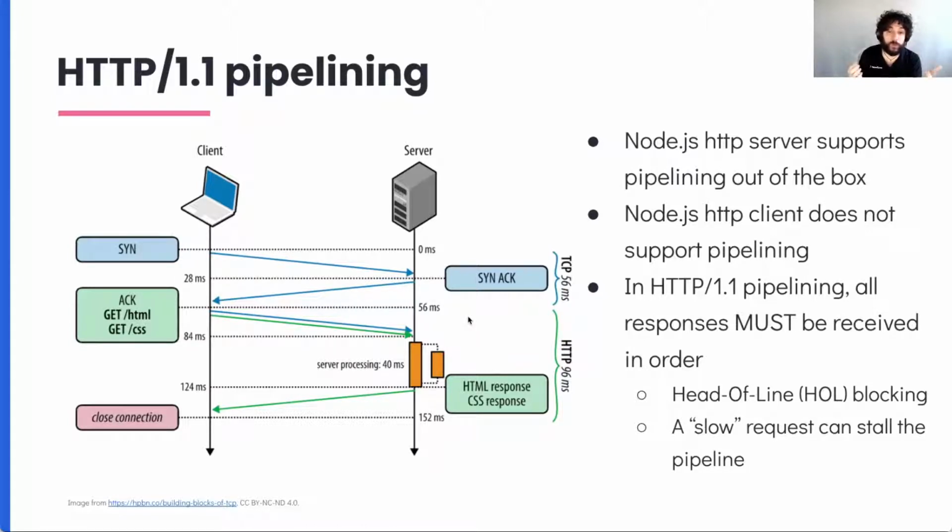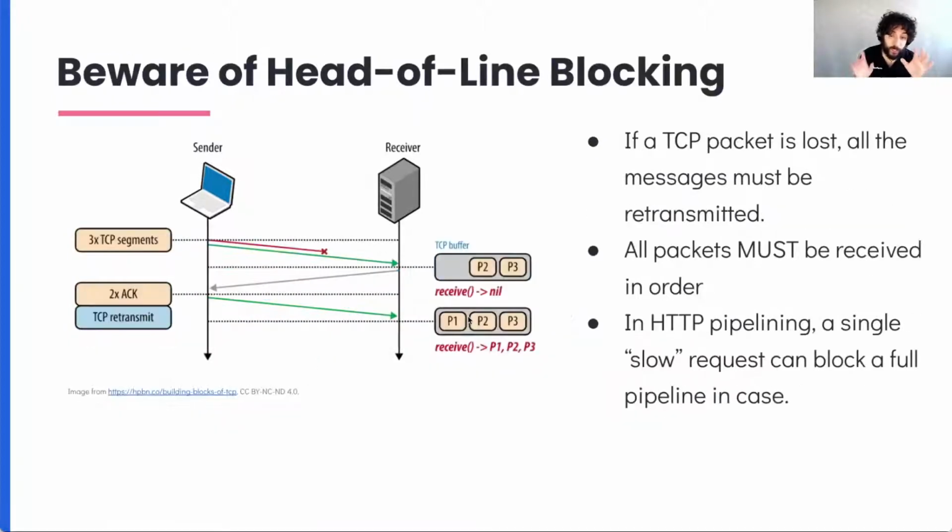It's important to know this is possible because we can actually use it on our server to server calls. We need to talk a little bit about head of line blocking though, because if you're doing this and you start losing packets or having a slow request, you can actually block all the incoming requests for a while. So be careful about how much you are pipelining.